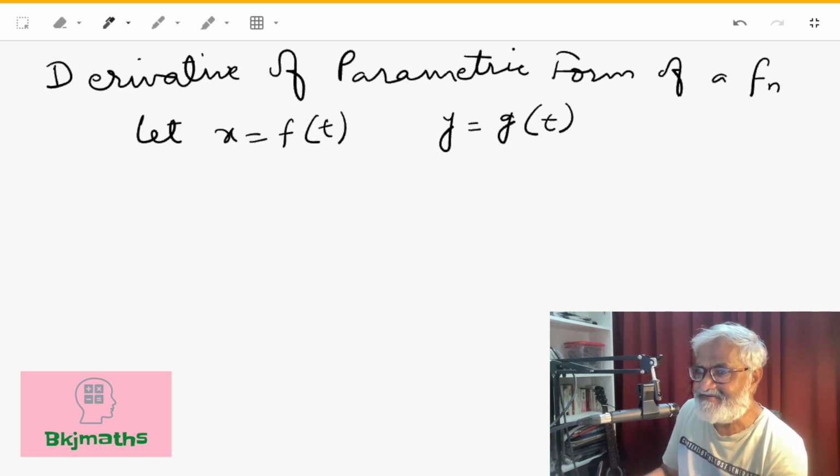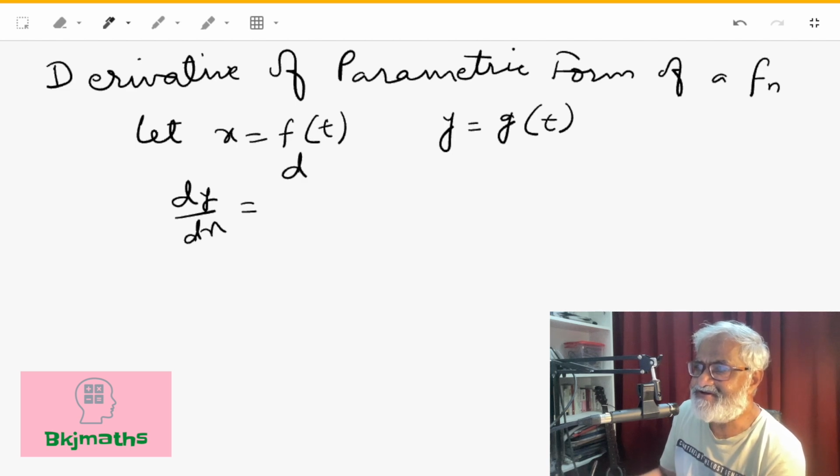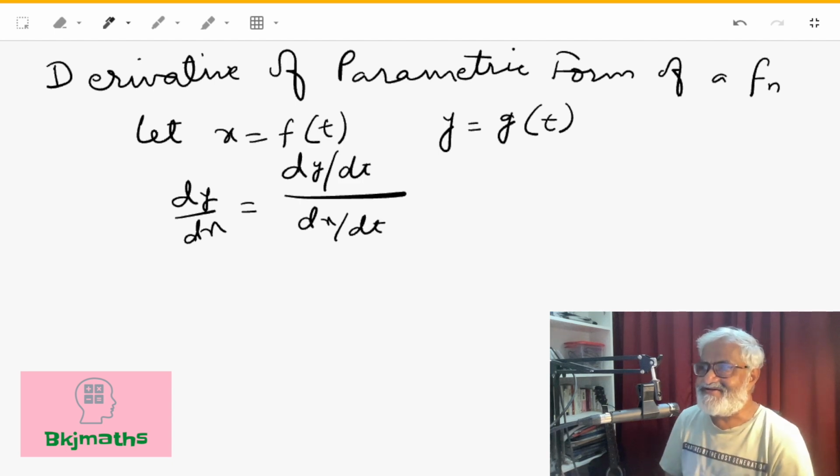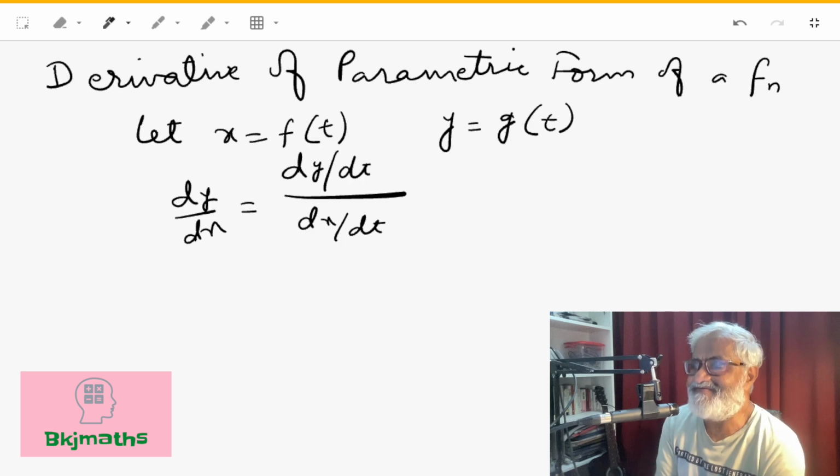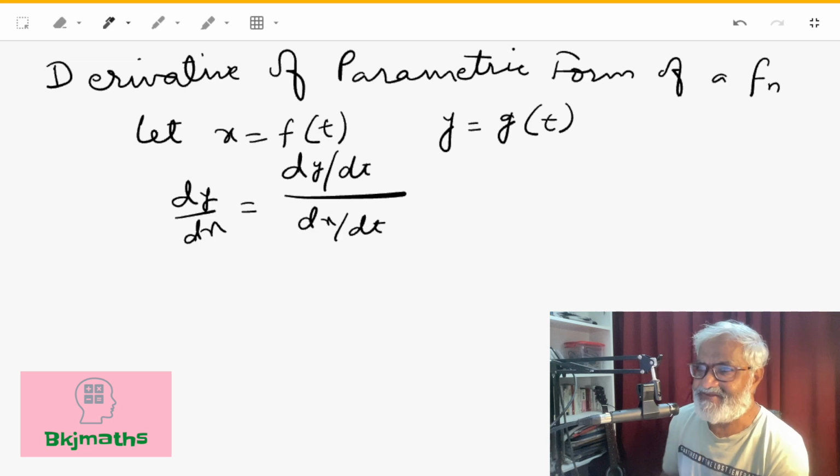So first find dx by dt and then dy by dt, and the formula is dy by dx equal to dy by dt upon dx by dt. So t is the intermediate variable, t is the parameter. So we take some examples.